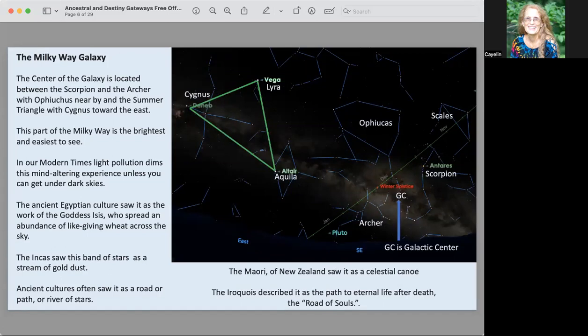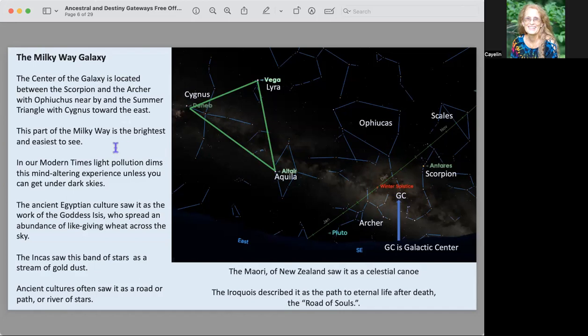The center of the galaxy is located between the constellation of the Scorpion and the Archer. I don't like this image of the Archer that much. It doesn't really look like an Archer to me, but whatever. Anyway, the galactic center is located right at the tip of the tail of the Scorpion and the tip of the arrow of the Archer. They didn't even know this was where galactic center was located until about the 1950s. And the arrow of the Archer is pointing right to the center of the galaxy at this time.